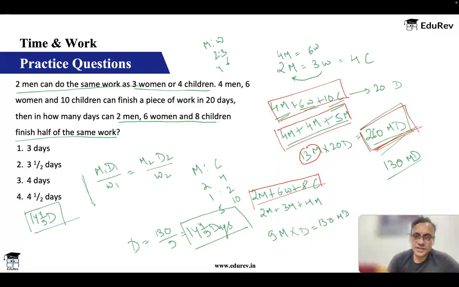Okay, and this changed to 9 men. 9 men work for D days to do half of the previous work, that is 130. So days required is 130 by 9, and that gives me the answer.